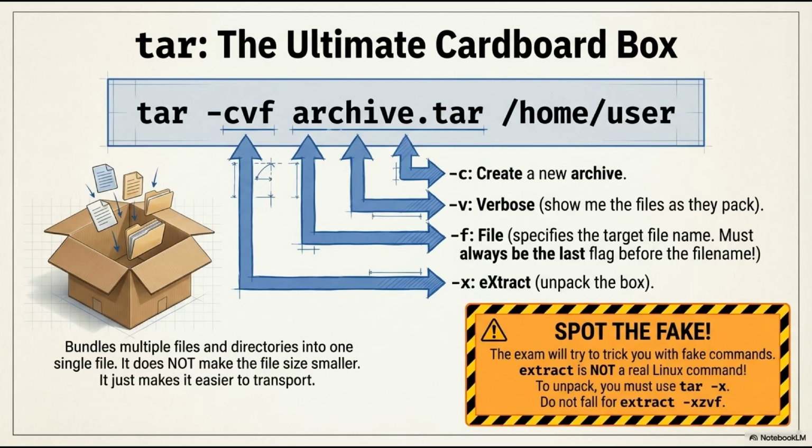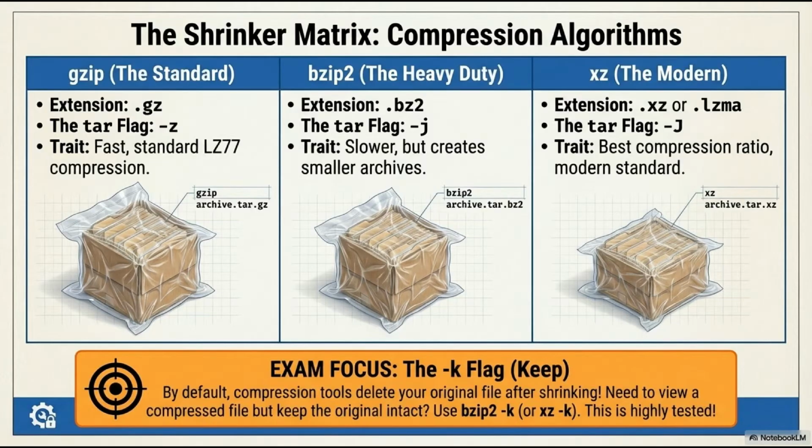Let's move over to slide 4, titled The Shrinker Matrix, Compression Algorithms. So we have our cardboard box, and now we're shrinking it. Right, the vacuum seal. The slide details 3 main tools. gzip uses the -z flag and gives a .gz extension. bzip2 uses the lowercase -j flag and a .bz2 extension, and xz uses the uppercase -J flag with a .xz extension. That's the lineup. And the slide notes xz provides the best compression.